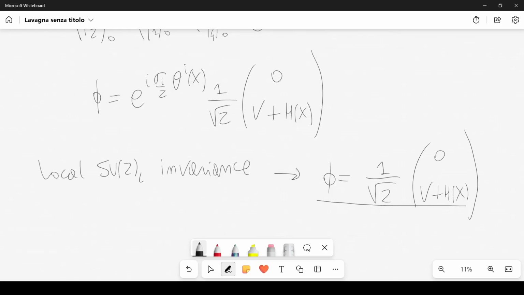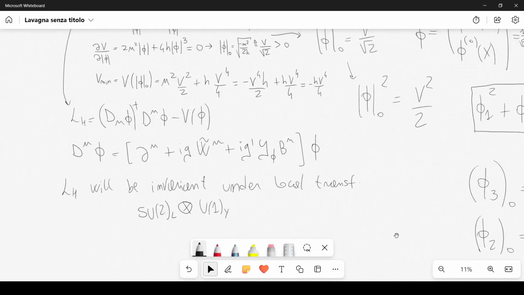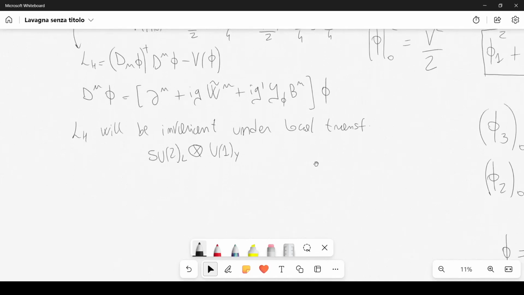And this is permissible thanks to the local SU(2)L invariance. Now, let me go back to the expression for the covariant derivative that we defined. In here, if you recall, we had these parameters g prime, which are the usual couplings. Then we also have the hypercharge Y_phi, which is related to phi.